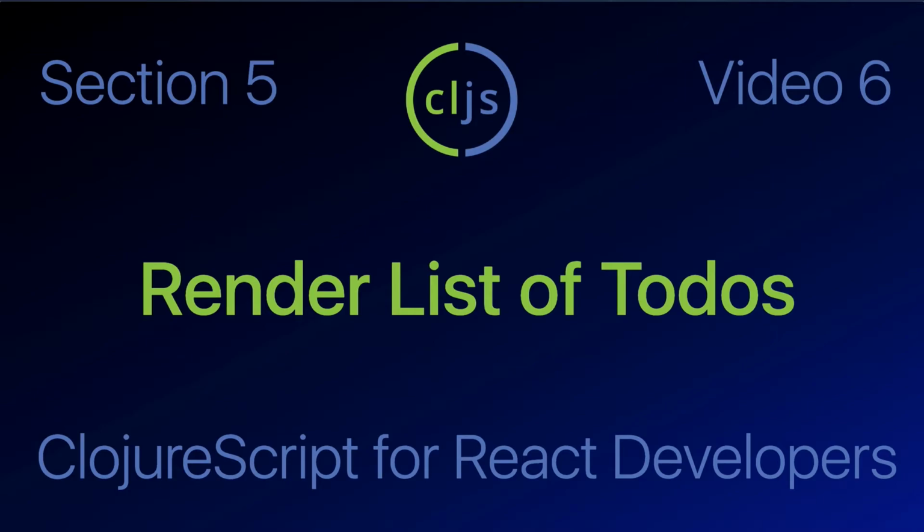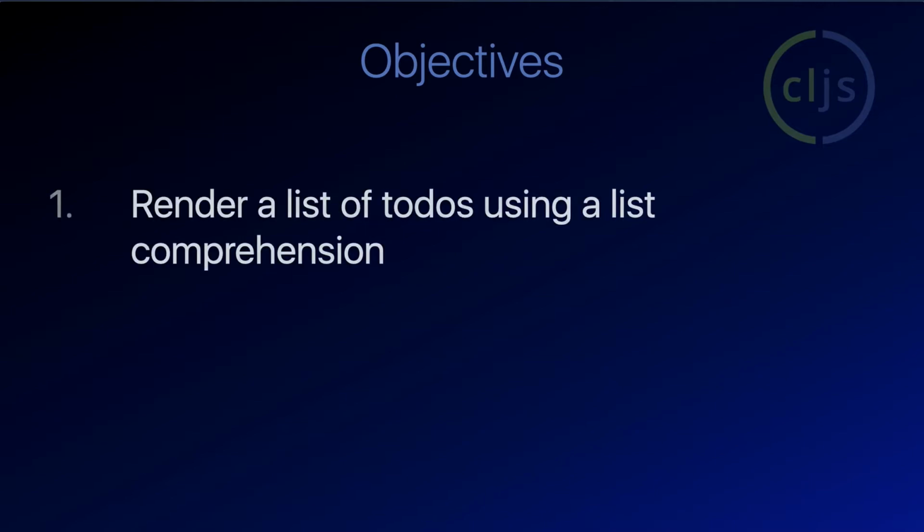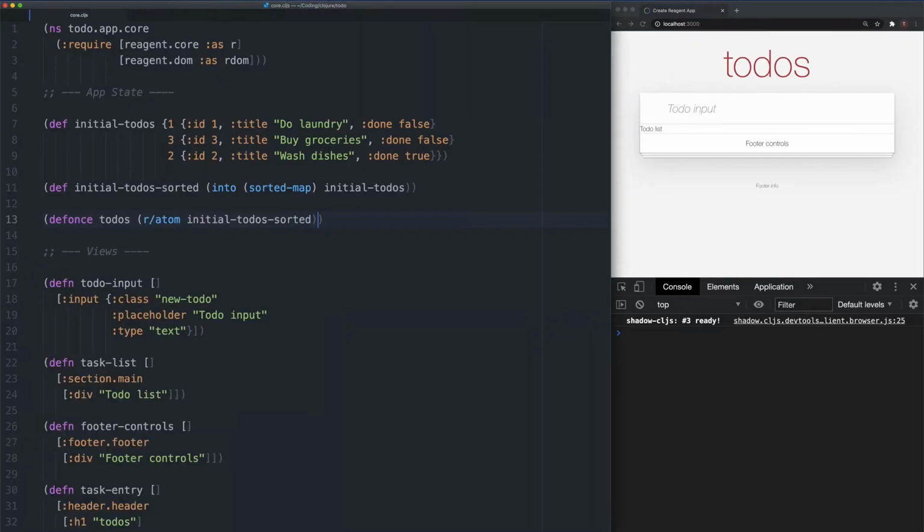Render list of to-dos. Our objectives are: we will show you how to render a list of to-do items using Clojure's list comprehension macro. React requires developers to provide a unique key to each item in a rendered list. We will use metadata to provide the key prop. The user of our application will want to see the list of to-dos in the app. We will implement that in our task list component.